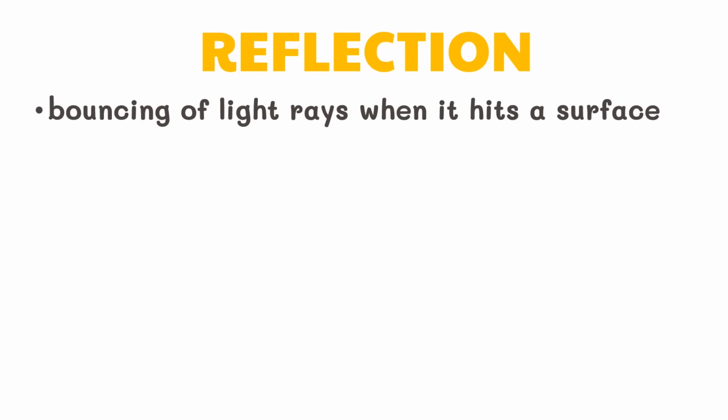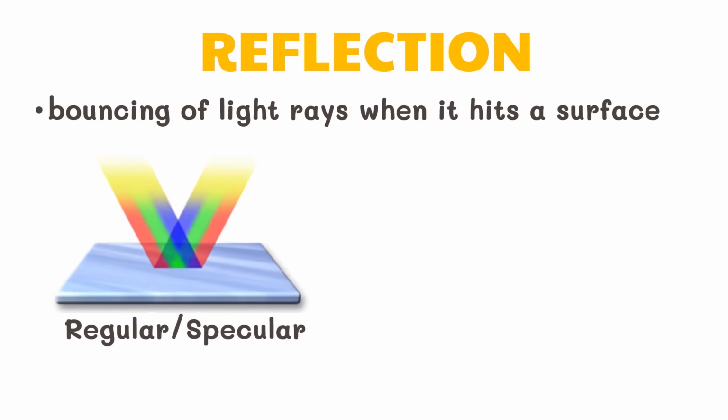Reflection is the bouncing of light rays when it hits a surface like a plane mirror. Plane mirrors exhibit regular or specular reflection, where the angle of incidence is equal to the angle of reflection. Specular reflection is reflection of smooth surfaces. All plane, shiny surfaces exhibit this kind of reflection.